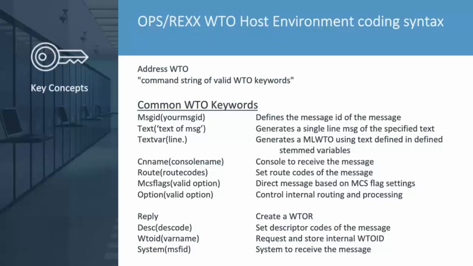The WTOID keyword requests that the internal system assigned WTOID be obtained and its value stored in the assigned variable name. This keyword is used to effectively DOM or lowlight the message if warranted within the application. We will have some samples following this slide to show you exactly how that keyword is used. The system keyword is used to direct the message to a remote OPS-MVS system connected via the MSF component.